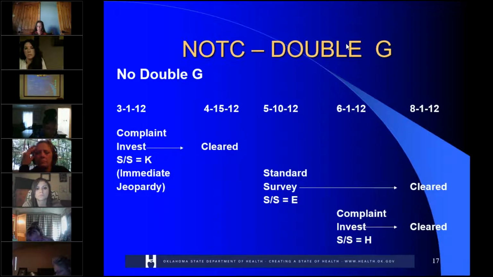Because that standard survey is what marked, at that point we're looking all the way back to the previous standard survey. If there wasn't anything on that previous standard survey, and that IJ was the only thing that had occurred that was higher than a G and above, it would not be considered a double G situation. Questions about that? Sometimes it's clear as mud.